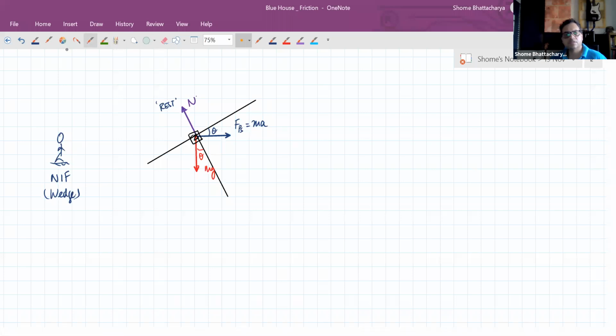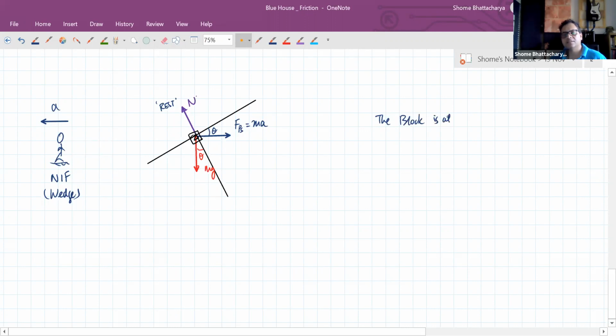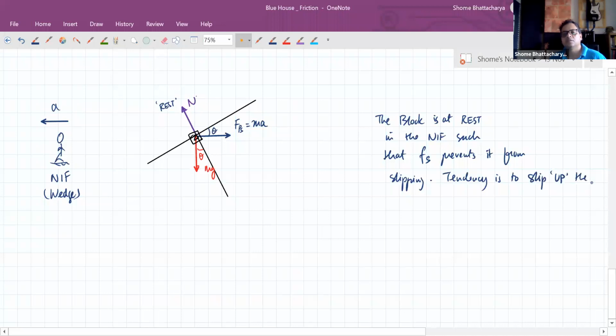So in the non-inertial frame of the wedge, which is having acceleration a like this, now suppose I assume that the block is at rest in the non-inertial frame such that static friction prevents it from slipping, with a tendency to slip. So the tendency is to slip up the incline. Okay, so that means the pseudo force's cos component is dominating over the mg sine component, and static friction is acting down the incline.